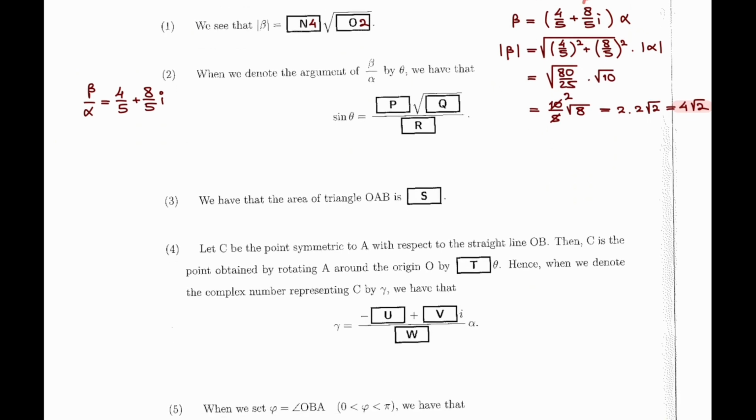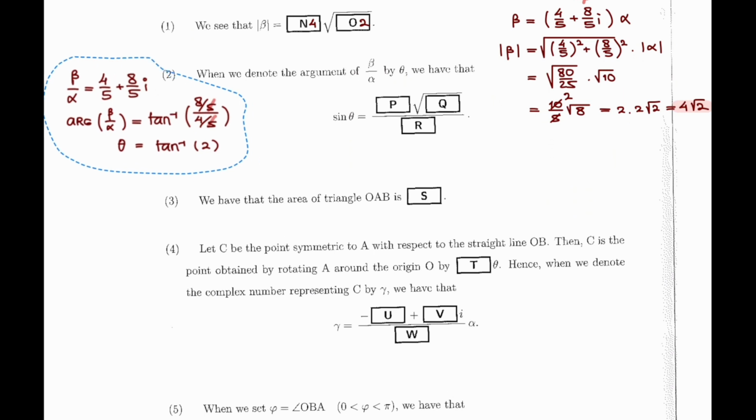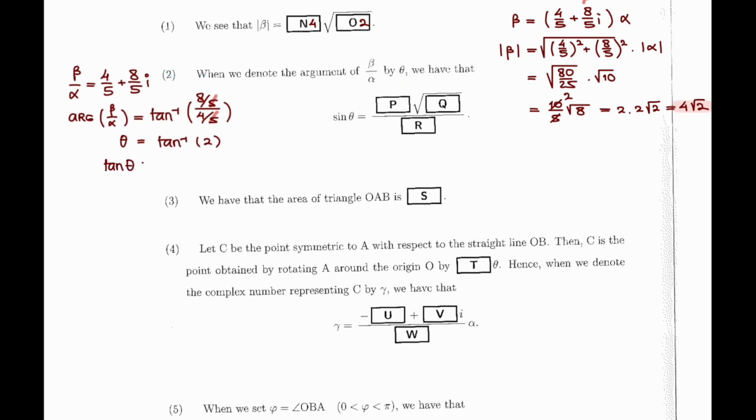Don't forget the formula of argument. The argument of beta over alpha, basically the argument of a complex number, is tan inverse of the imaginary part over the real part. So tan inverse of 8 over 5 divided by 4 over 5. So the argument is tan inverse 2. 8 over 5 divided by 4 over 5, you can cancel out 5 here, then you will get 8 over 4, which is 2. Since the argument is theta, theta is equal to tan inverse of 2. If theta equals tan inverse of 2, that means tan theta is equal to 2.